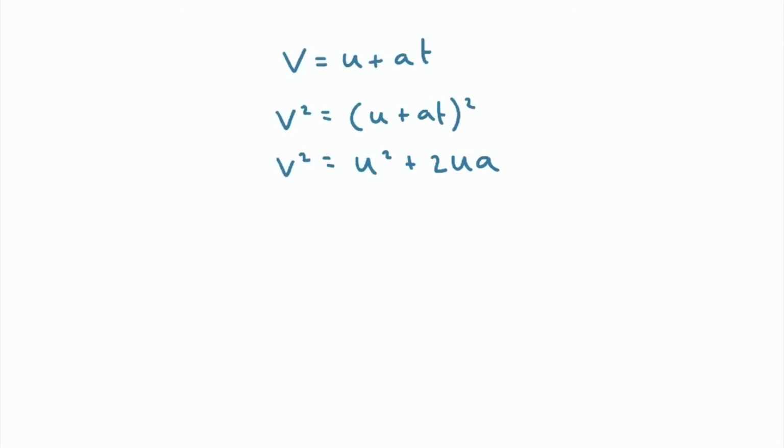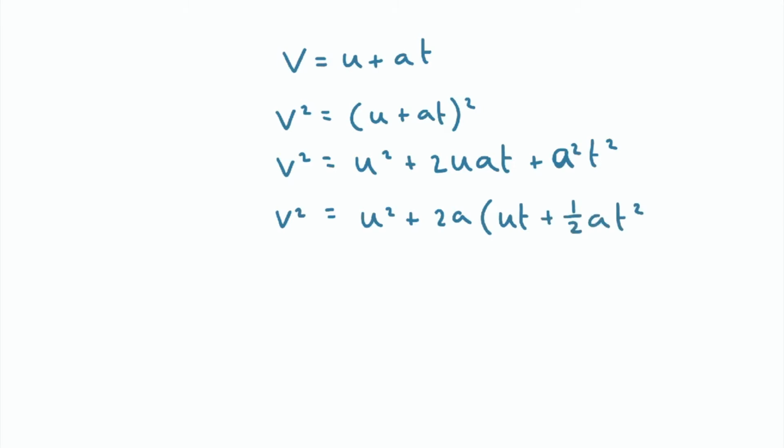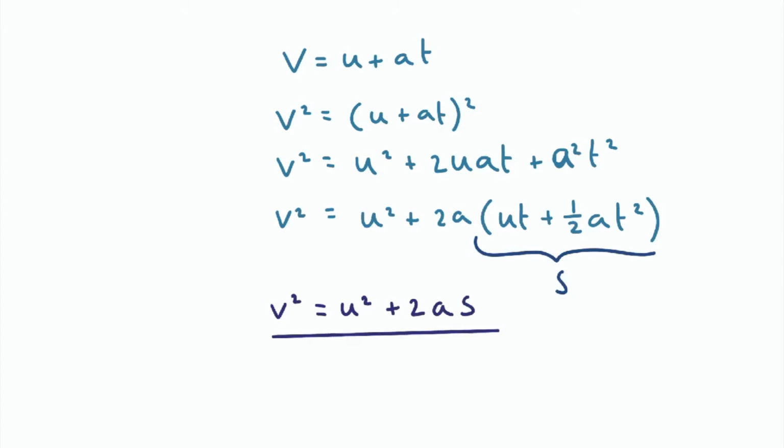For number 3, we start with our first equation of motion, and we square both sides. Then when you multiply out the brackets, you can see that it gives us the definition of displacement, which we found in the second equation of motion, s equals ut plus a half at squared. So subbing in for displacement, we get v squared equals u squared plus 2as, which is our third and final equation of motion.